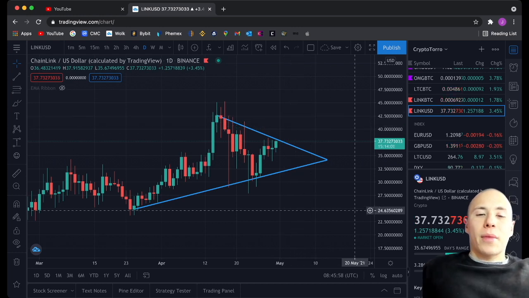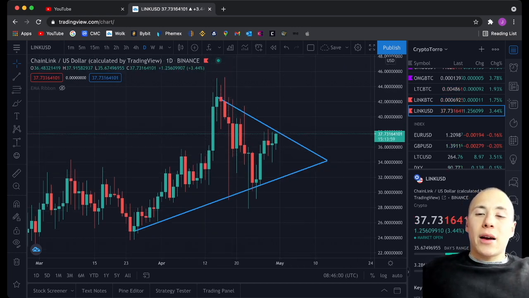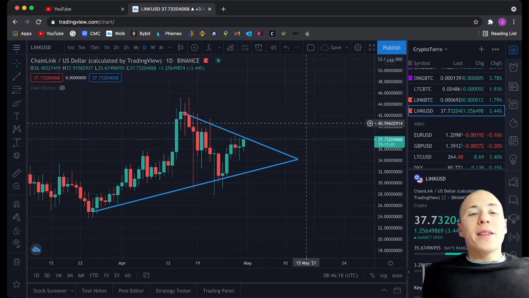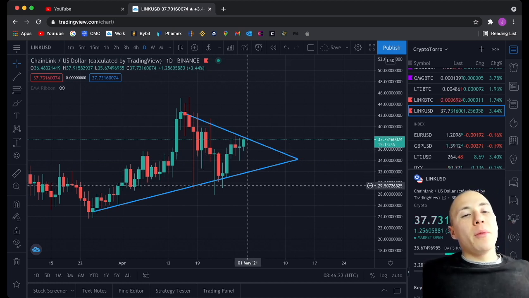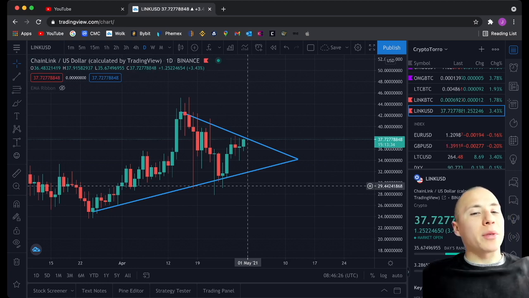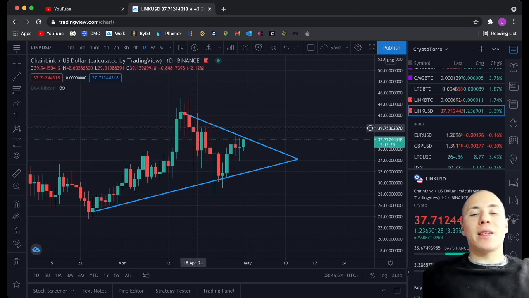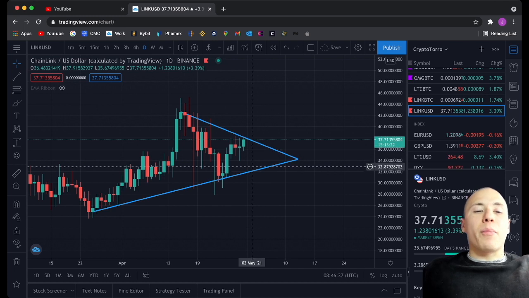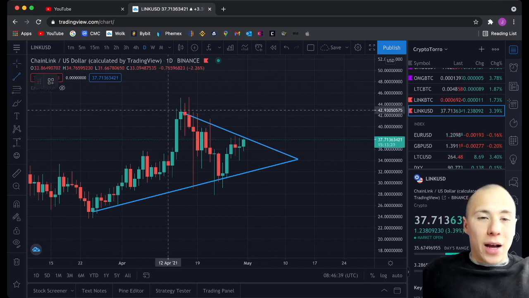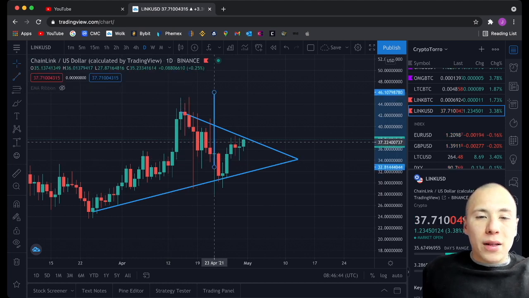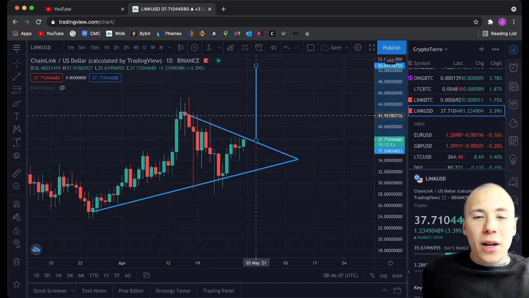And Chainlink has already been on a very huge upward momentum, and what the triangles most of the time show us is that if the previous momentum was towards the upside, it's most likely that the chart will be breaking once again towards the upside, especially when it's in the symmetrical triangle pattern. So if it does so, I think Chainlink will be heading towards new levels over here.